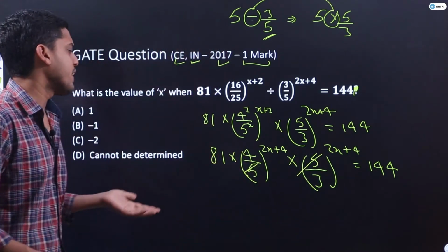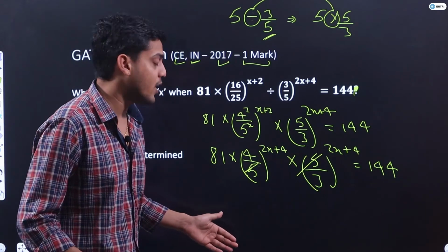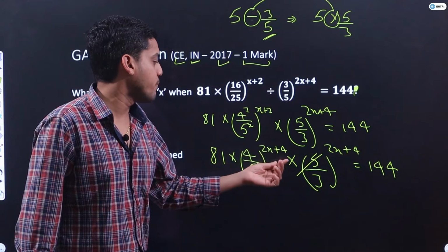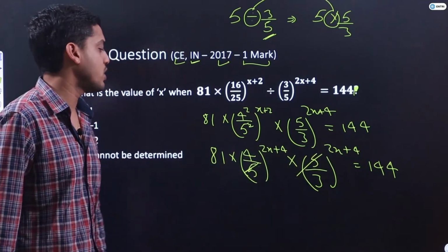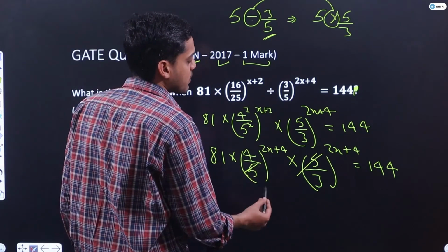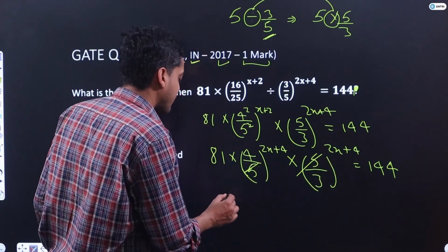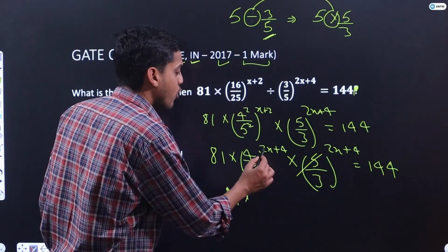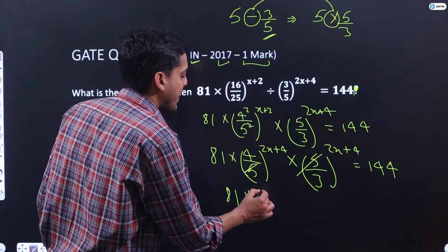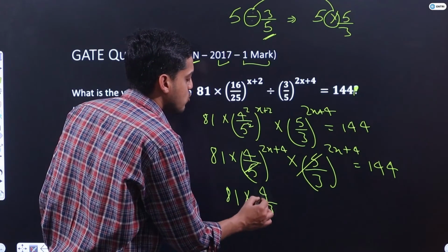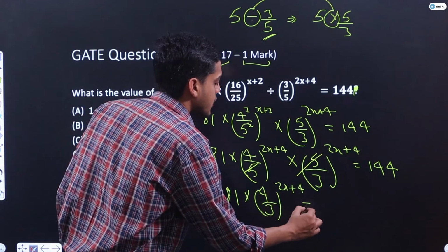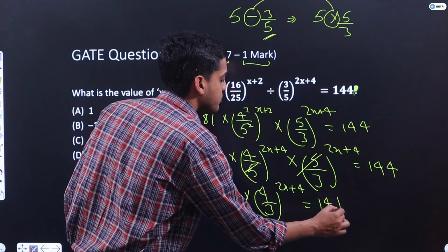I wanted to add one more step over here, but I think you are getting this, guys. 5 is to the power 2x plus 4 will be here, 5 is to the power 2x plus 4 will be here, so they will get cancelled obviously. So what I will have is 4 is to the power 2x plus 4 and 3 is to the power 2x plus 4, that's it. So 81 into 4 is to the power 2x plus 4 and 1 upon 3 is to the power 2x plus 4. So can I write combinedly 4 upon 3 is to the power 2x plus 4, guys, is equal to 144.